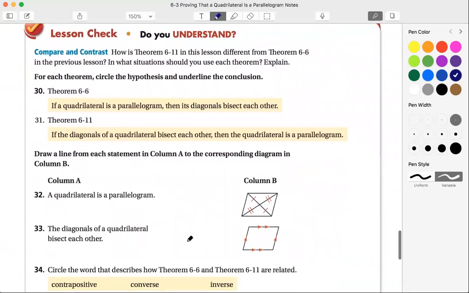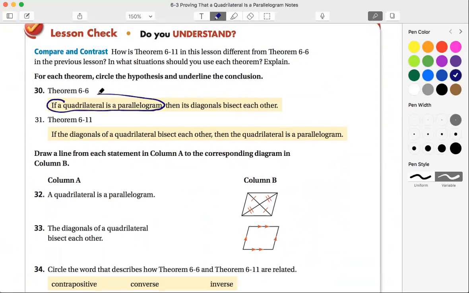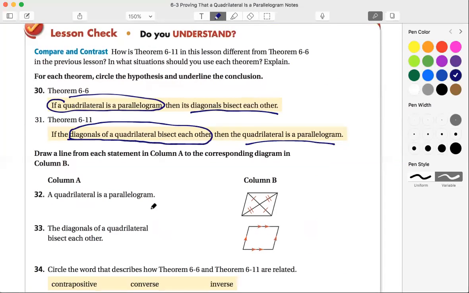Okay, so how does 6.11 in this lesson differ from 6.6 in the previous lesson? All right, so theorem 6.6 states that if a quadrilateral is a parallelogram, okay, so this is the hypothesis, then its diagonals will bisect each other. 6.11 says if the diagonals of the quadrilateral bisect each other, so this is now the hypothesis, then I know the quadrilateral is a parallelogram.